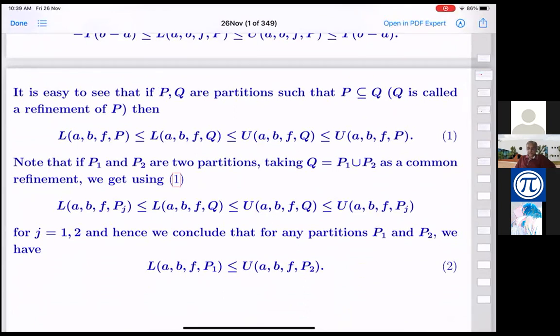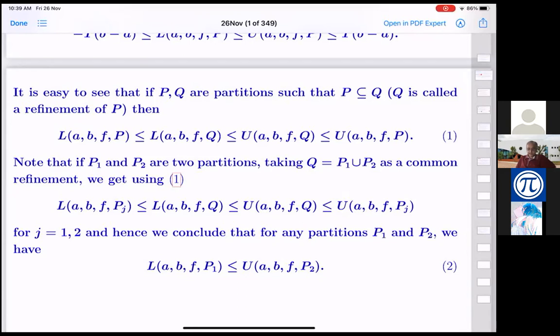So when we refine a partition, the lower bounds go up, upper bounds go down. And the question is, if we keep adding, can they come so close to each other and then collapse into a single point? That is, L equal to U. Will they come close to each other? That is the question now. Suppose you have two partitions, they are unrelated. Now these are sets. So we can always take Q to be their union. And that will be a common partition because P1 will be contained in Q, P2 will be contained in Q.